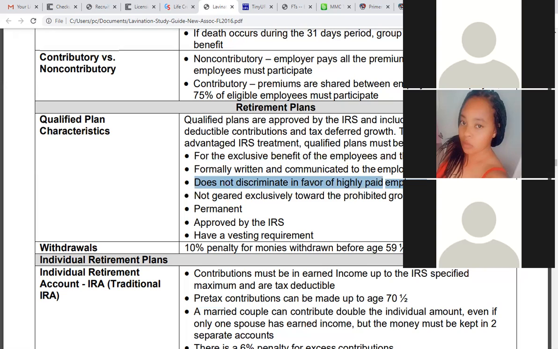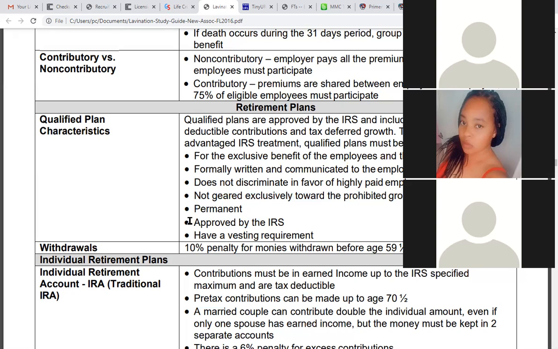It does not discriminate in favor of highly paid employees. So they cannot pick and choose: if you make more money, we're going to give it to you. It's not geared exclusively toward a prohibited group. They cannot say, if you're this type, we're going to give it to you, and if you're this type, we're not. Nope. It has to be permanent. It cannot be a plan that's there temporarily.